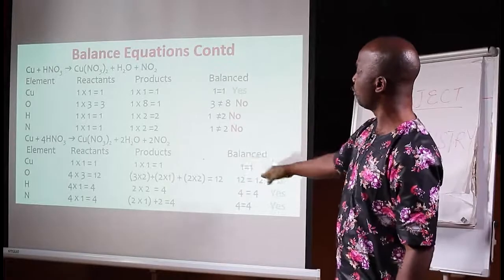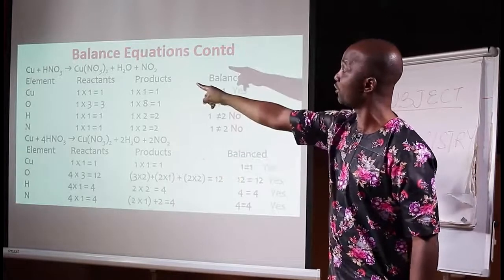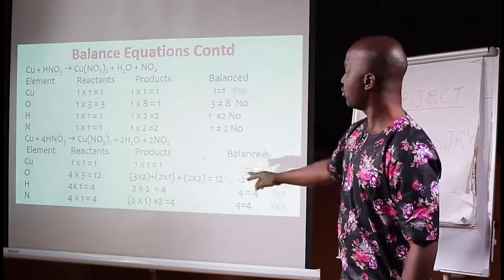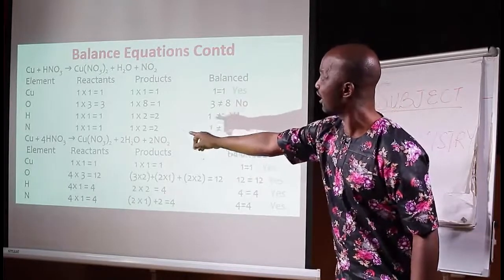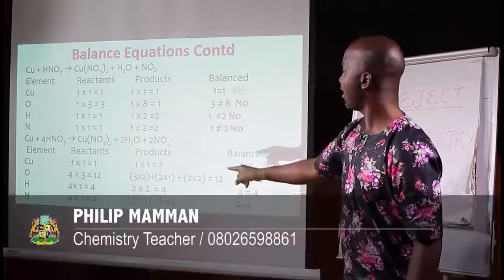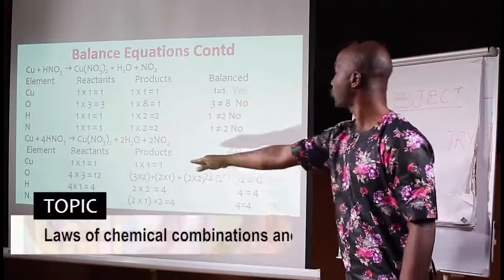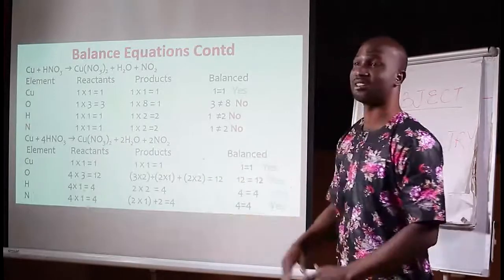Now, if you come to the product side, you see that there is 3 times 2 oxygen. Looking at it from the product there, you can see the 3 in the bracket and the 2 outside. Then you now see 2 times 1 of oxygen. That means on water, there is 2 times 1 oxygen. And finally, we have 2 times 2 making it 4. So when you sum it up, you still have 12. So 12 equals 12, it means oxygen is balanced.